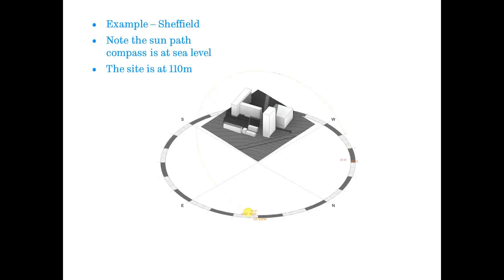So note that the sun path compass is at sea level down here, but the site is higher than that at 110 meters. And it is important that you must place your site at the correct altitude, because it does have an impact on the way the sun operates on your site. There's the Arts Tower.